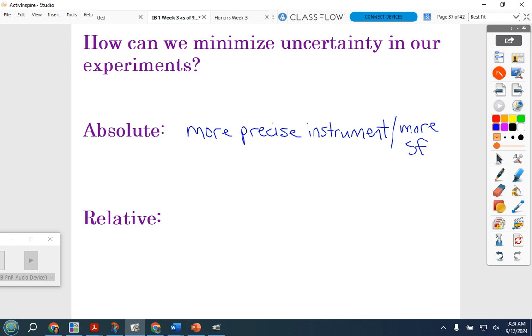How about relative uncertainty or percent uncertainty? How can we decrease percent uncertainty? Ella? Taking more measurements, like measuring the same thing multiple times. Okay, that's a good thought. Taking more measurements is definitely going to help in general. Okay, because of that averaging thing, where the average of the uncertainties is going to decrease depending on how many samples you are averaging. So taking more measurements is a great way to reduce the uncertainty of your final answers.